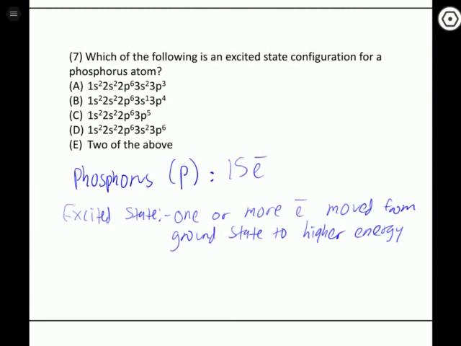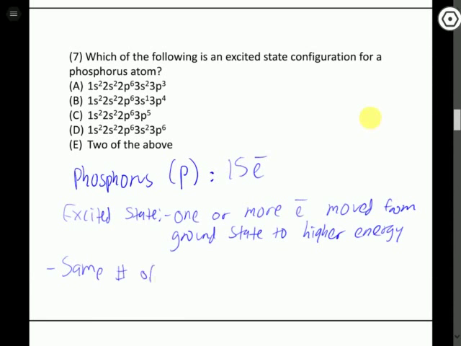In the excited state, we're going to take one of those electrons and move it up to a higher energy subshell that's currently not filled. All right, so a couple key considerations. If you're evaluating which of these answer choices is an excited state, you have the same number of electrons as the ground state. So we're not adding or subtracting electrons, we're just moving them into higher energy positions than where they started. So it's the same number of electrons as the ground state.